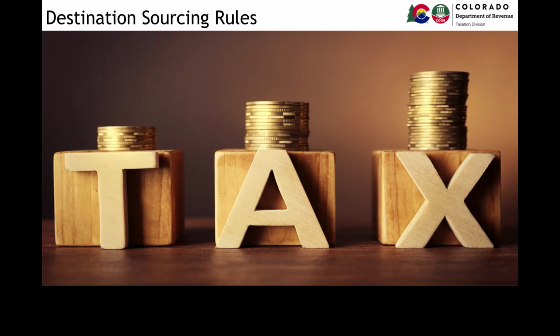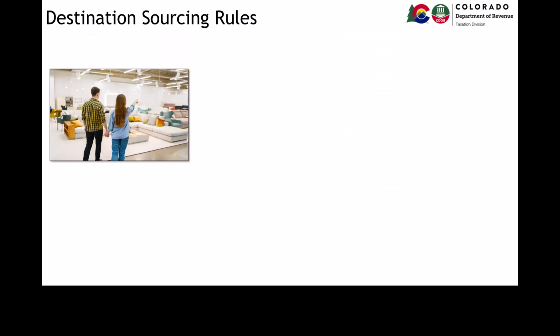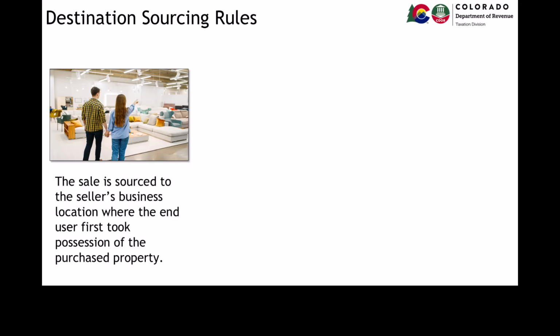Let's consider an example of how destination sourcing works. If I purchase a sofa at a furniture store, throw it in the back of my truck, and drive it home myself, I must pay the sales tax rate that applies to the furniture store's physical location, because that is where I first took possession of the sofa.